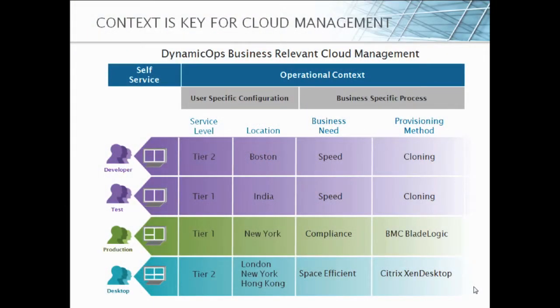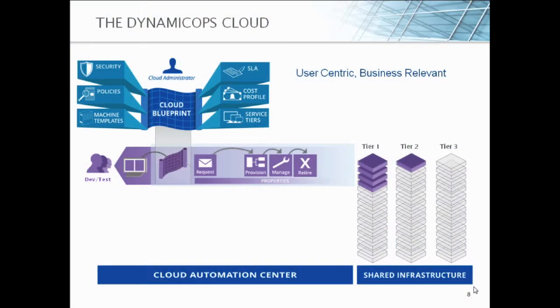Even within the same business group, different users have different needs. So for example, the developer might not need to reside on Tier 2 resources in Boston, whereas the test engineers need to reside on Tier 1 resources running in India. DynamicOps allows you to address the needs of specific users and businesses through its policies defined in the cloud blueprint.